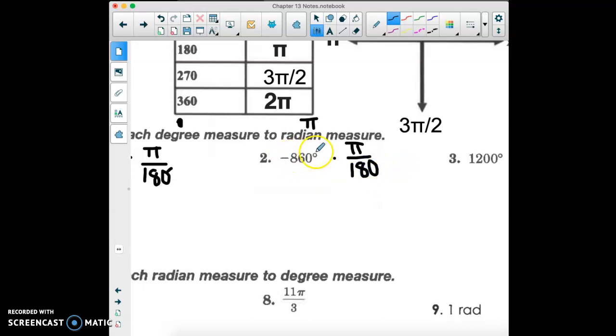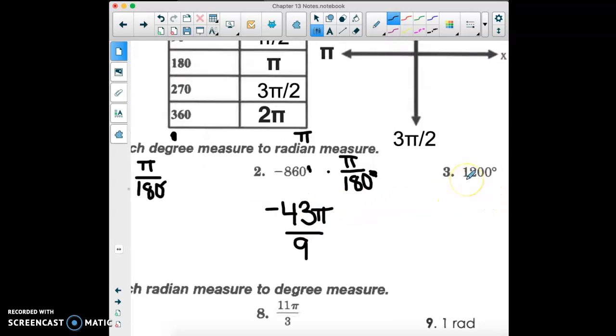When I do this, I simplify, I cancel out my little degree symbols. That's why I have to put a degree symbol, so I can cancel it out. I'm going to reduce negative 860 over 180. It's going to be negative 43 over 9. Again, keep that pi symbol so that we know we're in radians at the end of the day. And then put it over 9. And that is your final answer. No degree symbols, but it has a pi, so we know we went to radians.